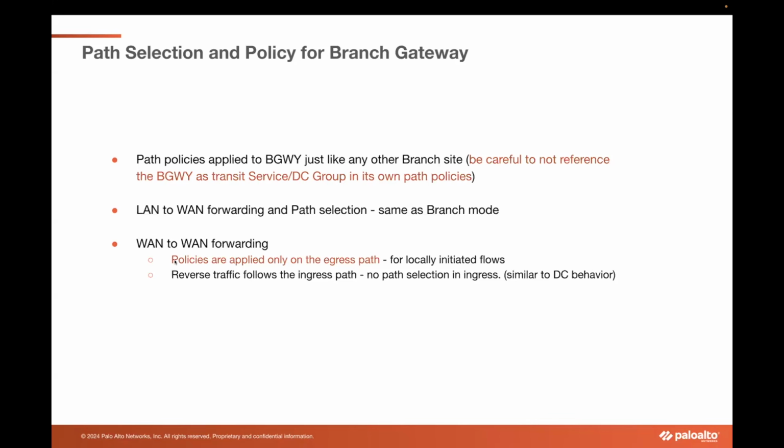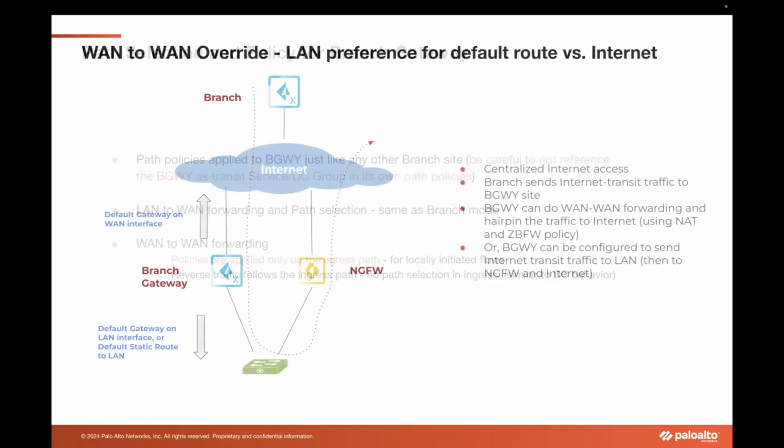Now, when it comes to WAN forwarding, which is a new functionality for a branch gateway, the policies are applied only on the egress path. So any locally initiated flows from the branch gateway's point of view will have the path policy applied. Now, if we had any ingress flow coming in from another branch into the branch gateway, the return packet will be sent back on the same path the ingress packet came in on. So essentially, there's no path selection per se. The other side already did a path selection, sent it on VPN one, and the branch gateway will send the return packet back on VPN one. So this is similar behavior to the data center mode.